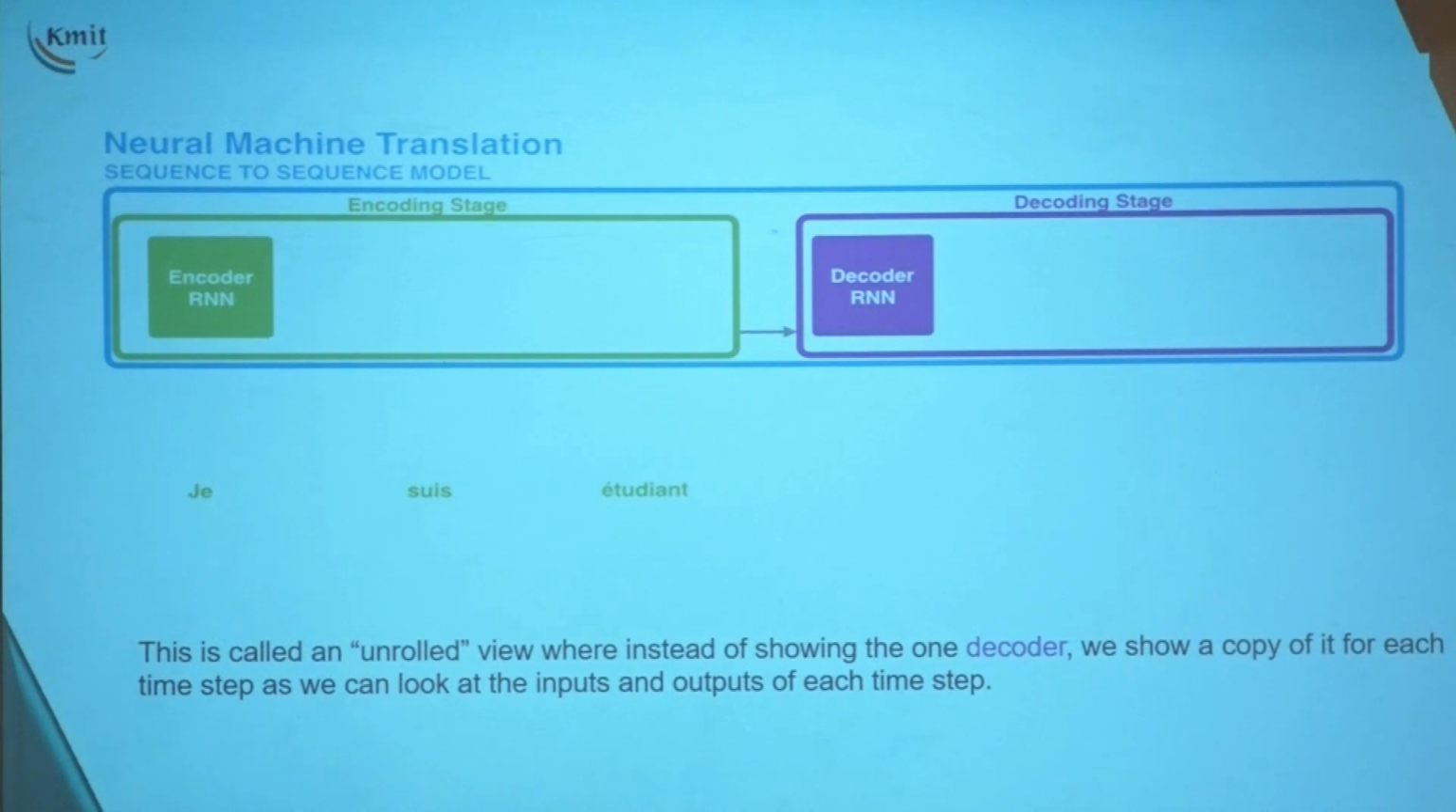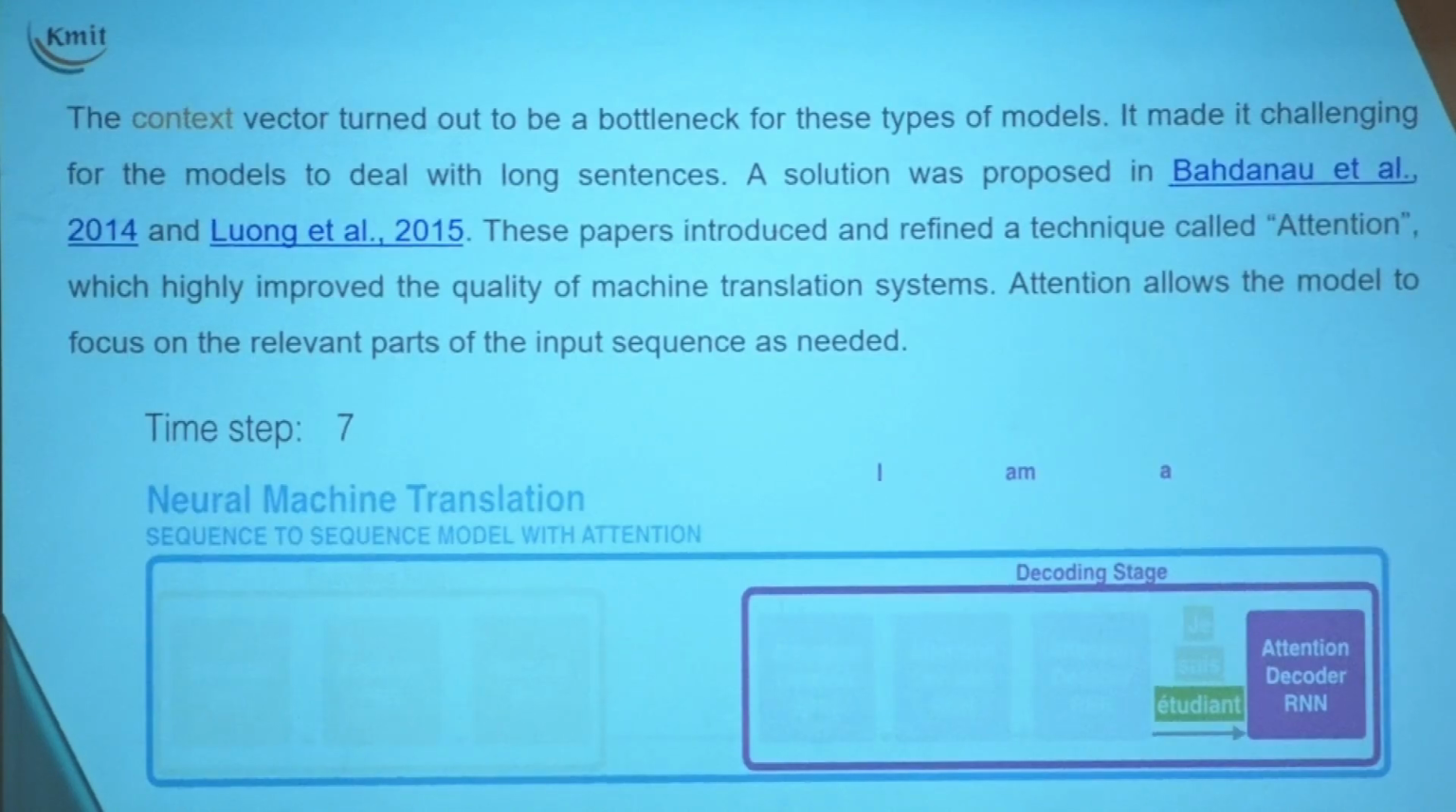What do you mean by copy of it? One decoder will take the first word, second decoder will take the second word along with the previous hidden word, third decoder will take the new third word along with what? The previous hidden state words. So we show a copy of it for each time step as we look at the inputs and output of each time step.